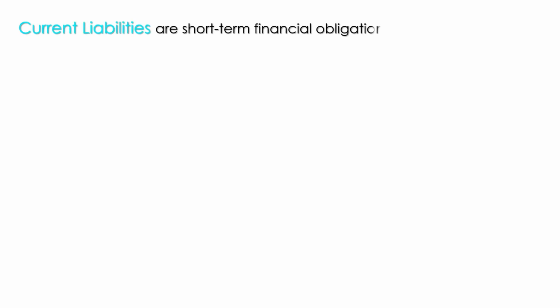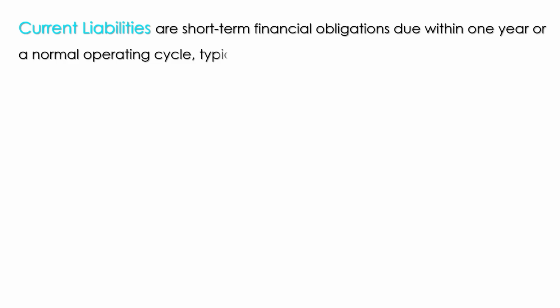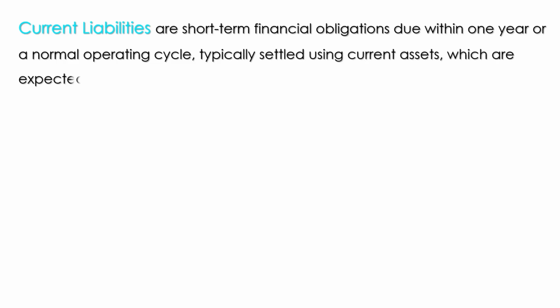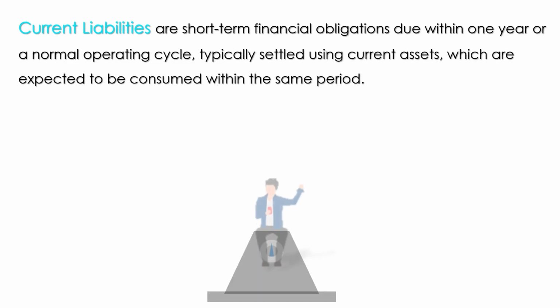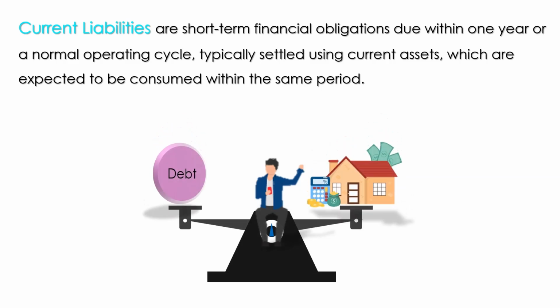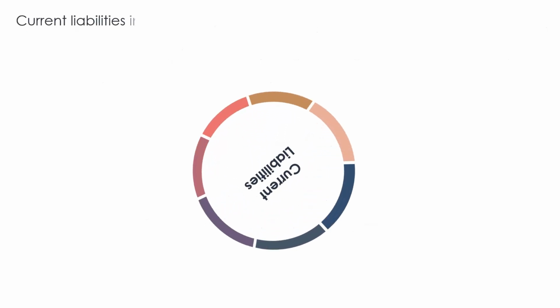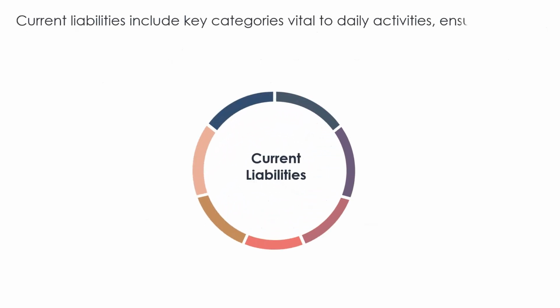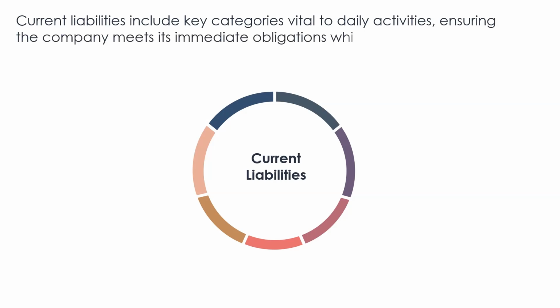These are listed on the right side of the balance sheet and represent short-term obligations that are due within 1 year or the business's normal operating cycle. These liabilities are typically settled through the transfer of economic resources such as cash, inventory, and services. Current liabilities include key categories vital to daily activities, ensuring the company meets its immediate obligations while maintaining liquidity. Let's start with the concept of accounts payable.